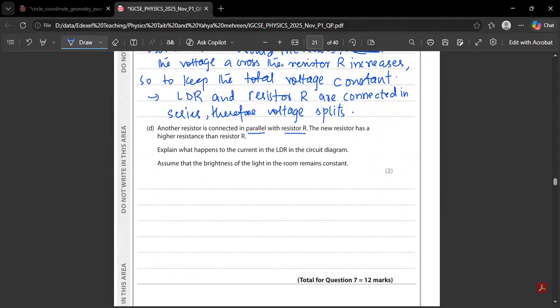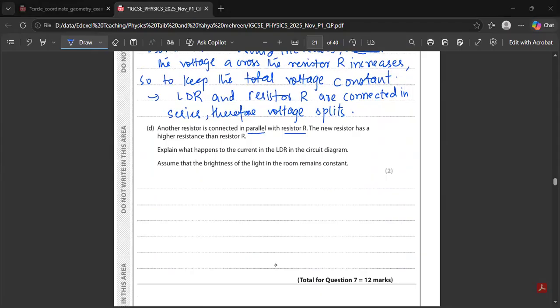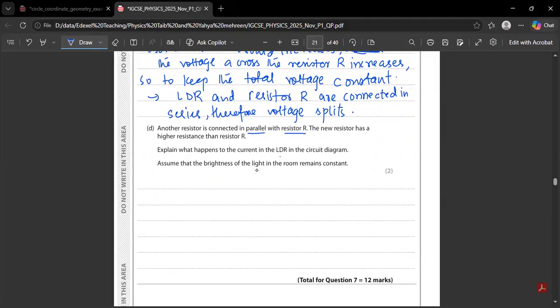Marine, what do you think? If I keep adding resistors in parallel, what happens to the current in the LDR? Will there be any effect? Decrease, because it keeps getting divided. Yeah, so because more resistance is added in parallel, the effective resistance would decrease, right? So more current will flow through the LDR, right?